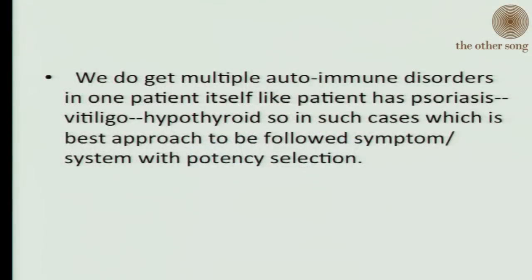We get multiple autoimmune disorders in one patient itself, like a patient has psoriasis, vitiligo, hypothyroid. So in such cases, which is the best approach to be followed? Symptom, stroke, system with potency selection. When you have autoimmune disorder, it's all a part of one problem. Autoimmune means the immune system is fighting with the body itself. So there's a problem at that fundamental level. The immune system is very closely linked to the mind: psycho, neuro, endocrine and immune system. So you can see already here you have hypothyroid, autoimmune problems.